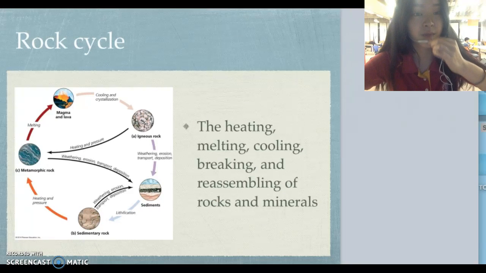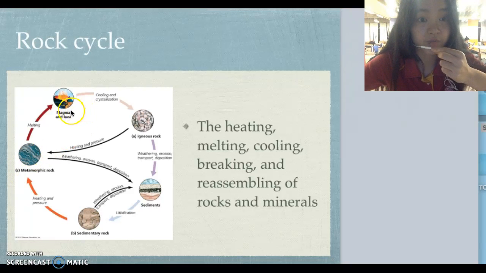So let's talk about the rock cycle. First, this is a cycle, so it's not like there is a first one. It is the heating, melting, cooling, breaking, and reassembling of rocks and minerals. So first, let's see the magma. When magma cools, it forms igneous rocks, and igneous rocks form sedimentary, then it forms metamorphic rock.